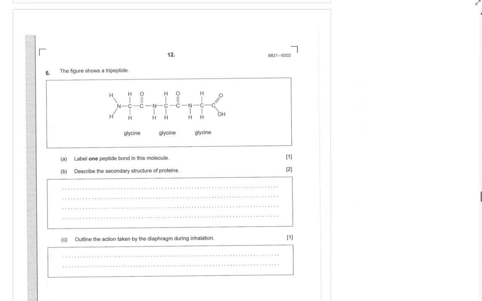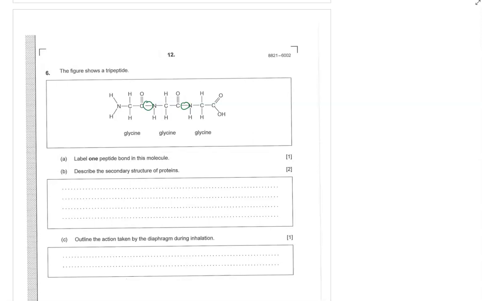Okay, so then here we've got a tripeptide. So label 1 peptide bond in this molecule. So you could have had this one or this one. Okay, so those are the locations of your 2 possible peptide bonds, but you only labeled 1. Then describe the secondary structure of proteins. So that's the first level of folding. It can be either the alpha helix or the beta pleated sheets, stabilized by hydrogen bonds. So those are your key points.